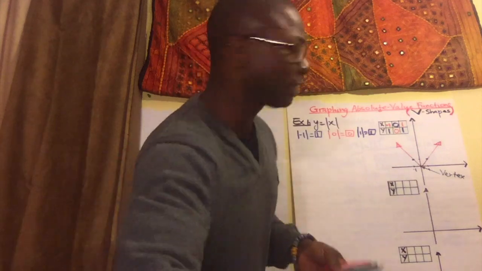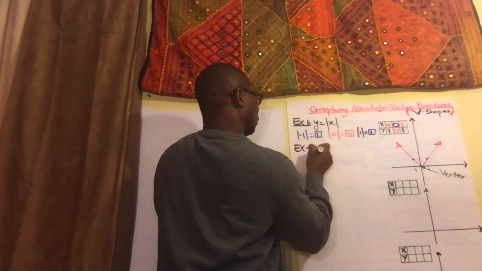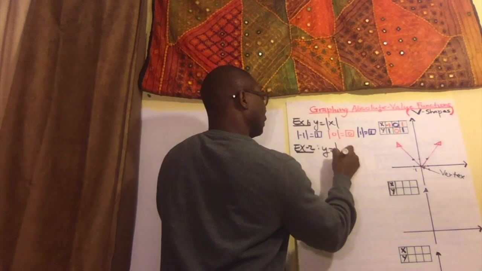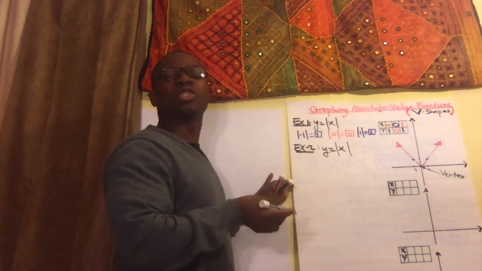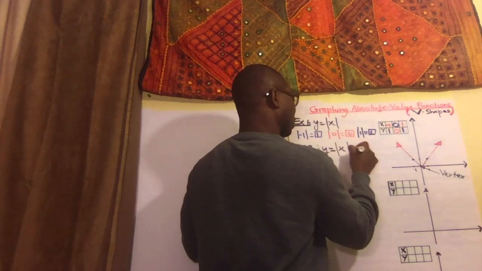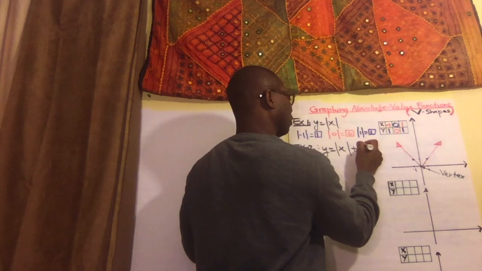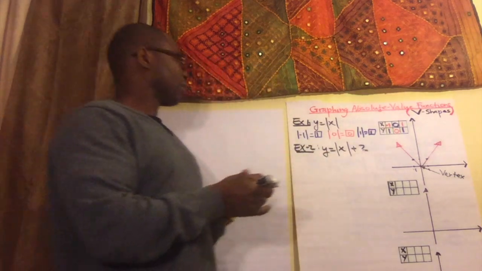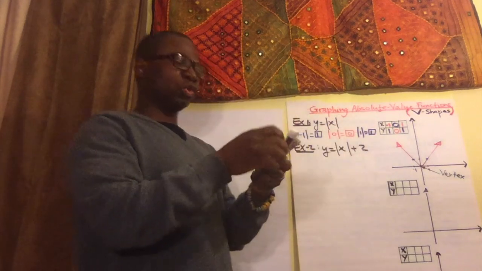Next, example 2. y equal absolute value of x. Let's say I want you to move it up, so I'm going to add plus 2. Let's move it up 2. y equal absolute value of x plus 2. So we move it up 2 units.